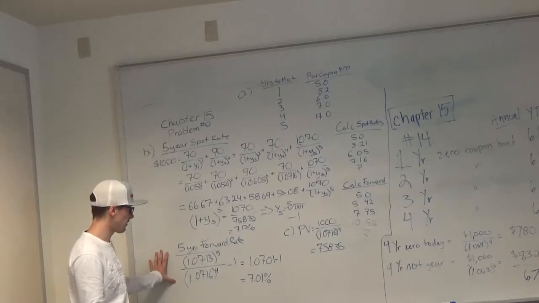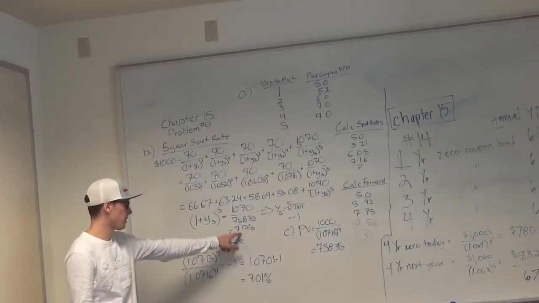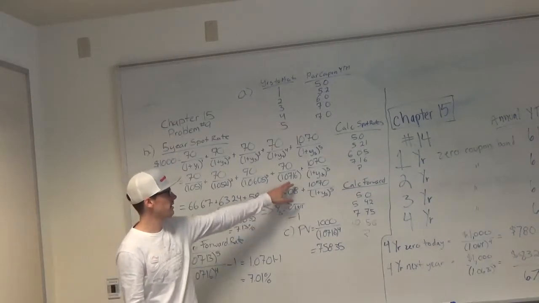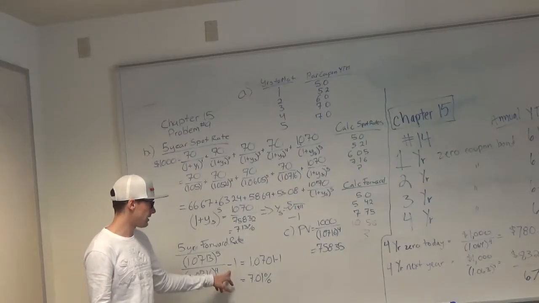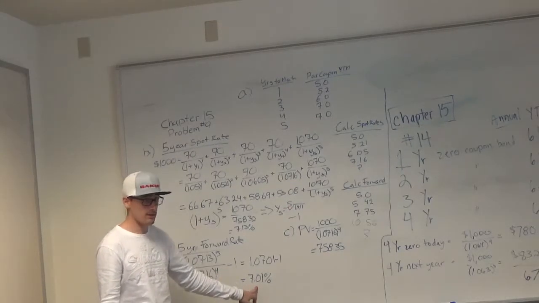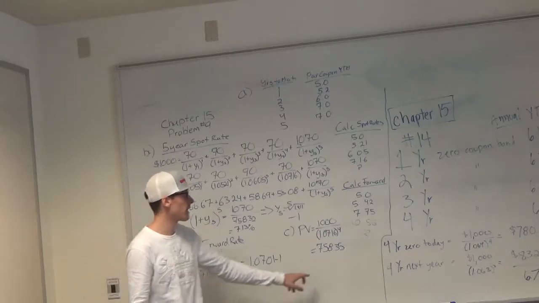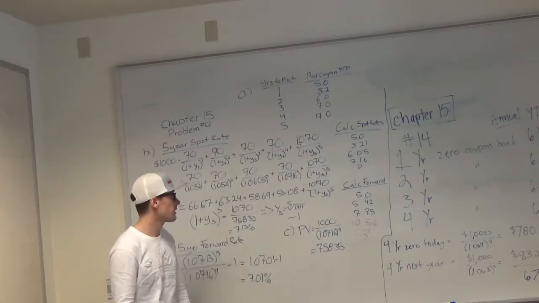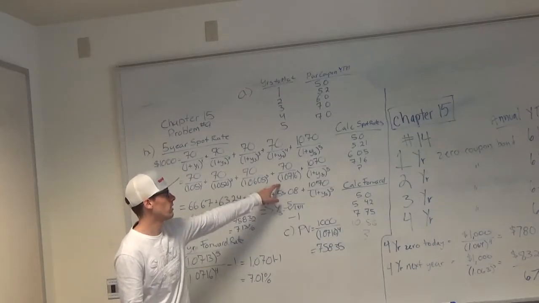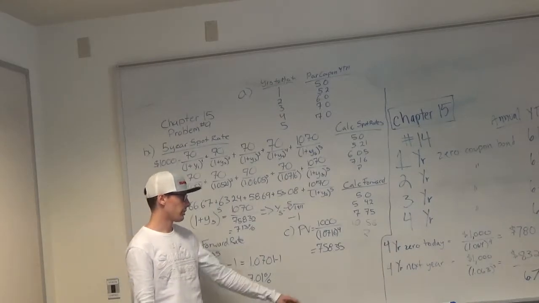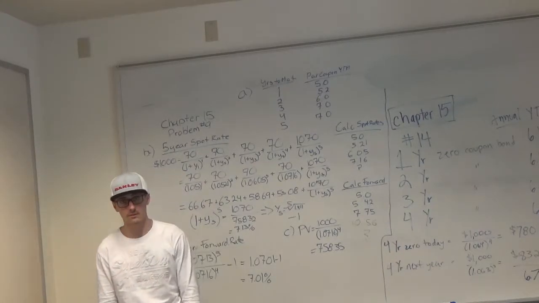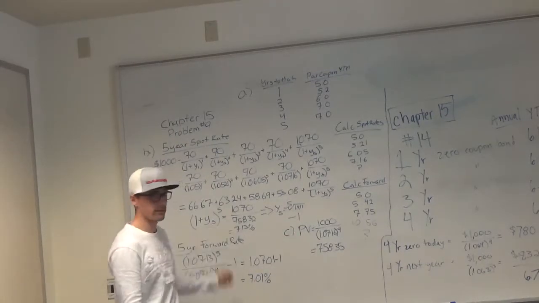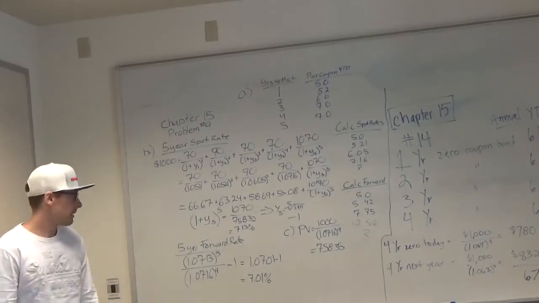To calculate the 5-year forward rate, you take that 7.13%, add 1 to it, raise it to the 5th, divide it by 1 plus the 4th year spot rate to the 4th, minus 1, to get 7.01%. That is our 5-year forward rate here. Then to calculate our PV, it's the $1,000 over 1.0716 raised to the 4th, which gives you a PV of $758.35. That's where you get it. So you have to calculate this before you can calculate this. Yep. Got it.